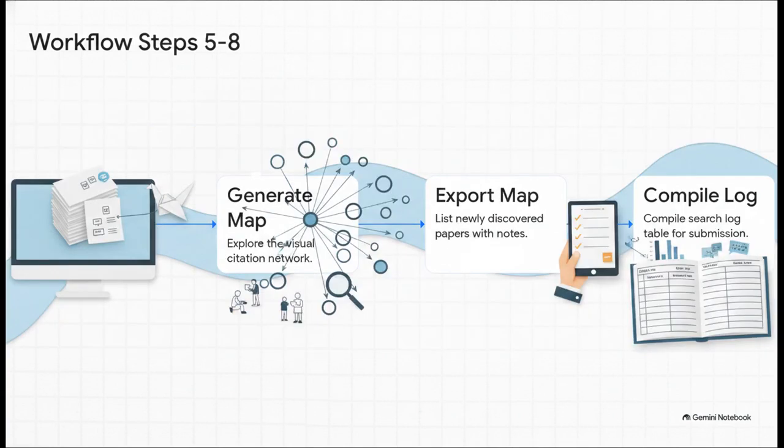Keeping that momentum going, here is the second half of your workflow. Step 5, import your seeds into the mapping tool via their title or DOI. Step 6, generate and visually explore that citation network. Click through the earlier work, the later work, and similar work to find what your keywords completely missed. Step 7, export that map and specifically list 5 new papers you discovered, writing a quick 1-sentence note on exactly why each is relevant to your case.